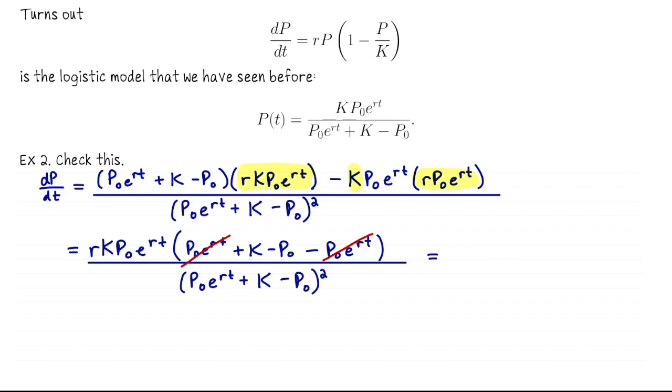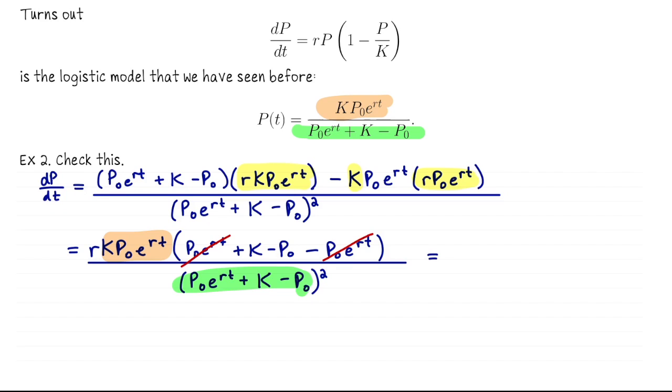Now, what I'm going to do is recognize that k p naught e to the rt right here looks exactly like that. So that's good. And then also, one copy of the squared term in the denominator is the same thing as the denominator for the function. So if I group those two things together, numerator divided by denominator, I could actually call that p of t. And that would simplify at least the amount of stuff that I have to write.